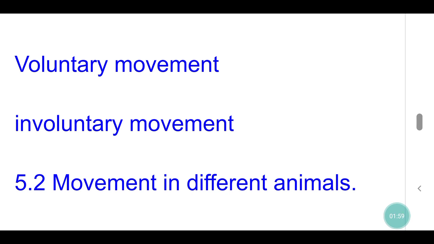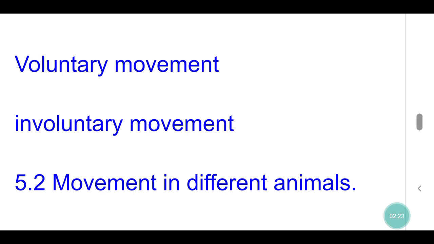For example, voluntary movement, walking is a voluntary movement. What is voluntary? You will think to walk. It is under your control. If you think to move to one particular place, you will walk. Otherwise, you won't walk. So, if you think and do, that is voluntary movement.